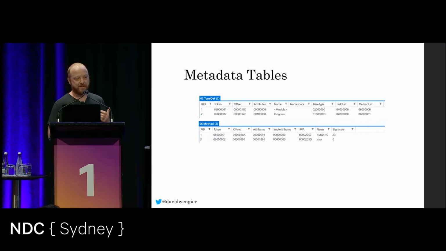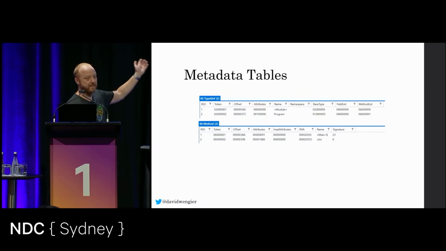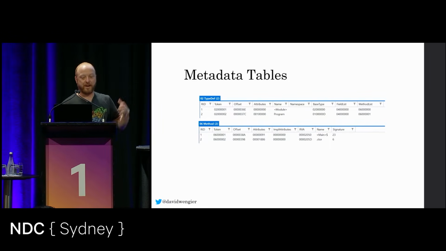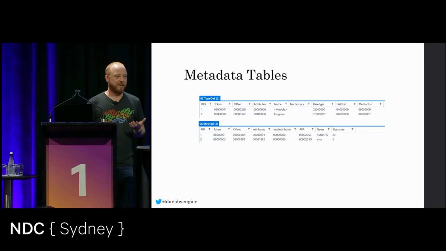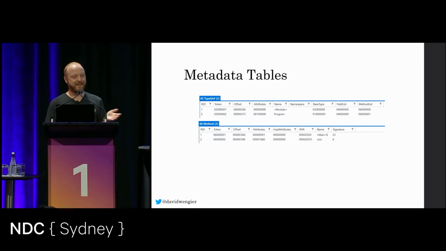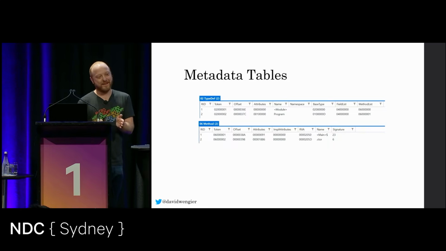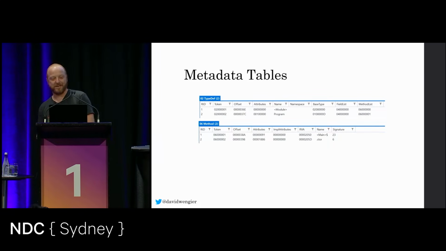This is ILSpy's view of the metadata tables. And I look at this, and I see that they're called tables, and I look at these grids with columns and rows, and I think, this looks like a relational database. And if this was a database conference, I might be kicked out for saying that there's a relational database inside your .NET assembly. If this was a .NET conference, I might get kicked out for that too. But I think there's a little relational database at the start of your .NET assembly.